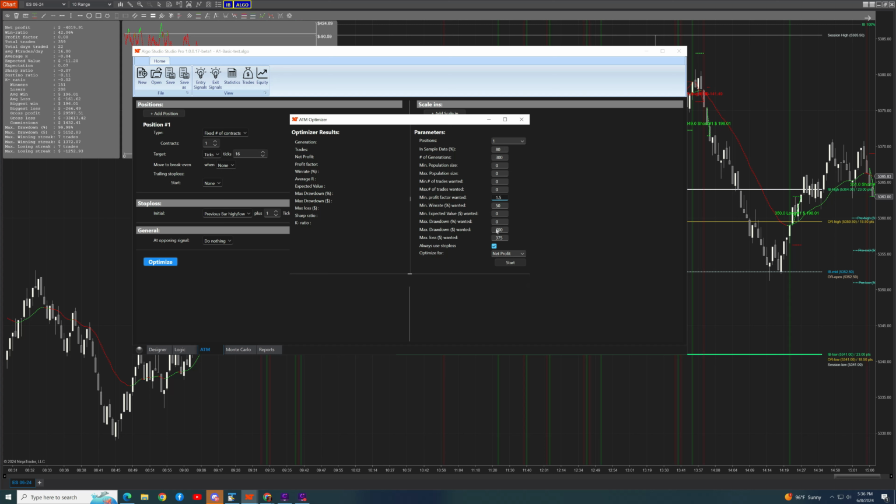So I don't want the max drawdown to be in excess of 700. We'll see if it can meet that. And can we avoid a loss greater than 375 per trade? Decent starting points.